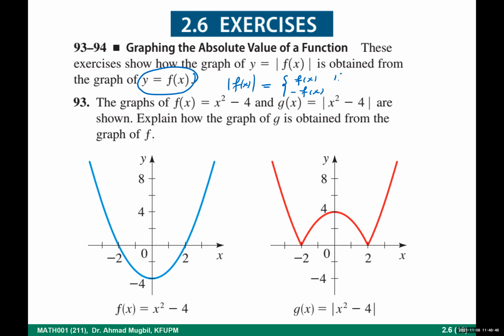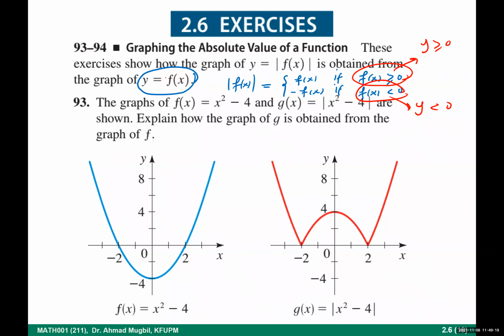The absolute value of f of x will be f of x if what? No, we are not talking about the absolute value of x. We are talking about the absolute value of f. It is f of x if f of x is greater than or equal to 0, and negative f of x if f of x is less than 0. What does that mean? f of x is y. This means y greater than 0, and this means y less than 0.